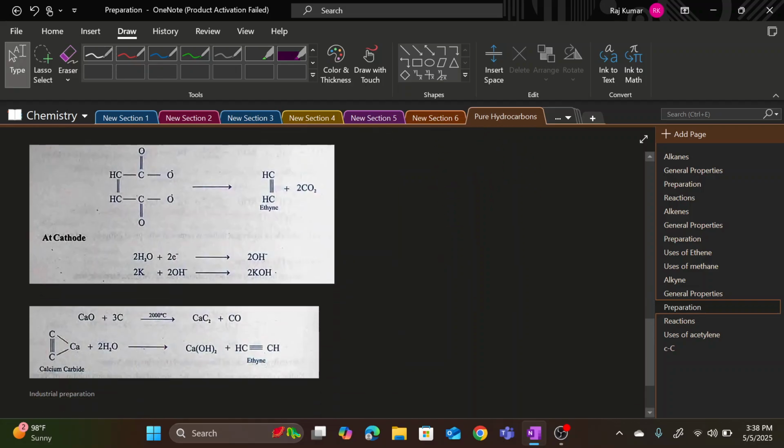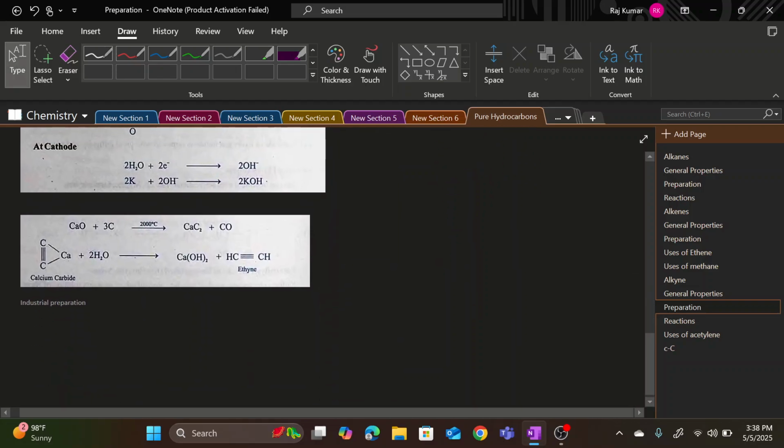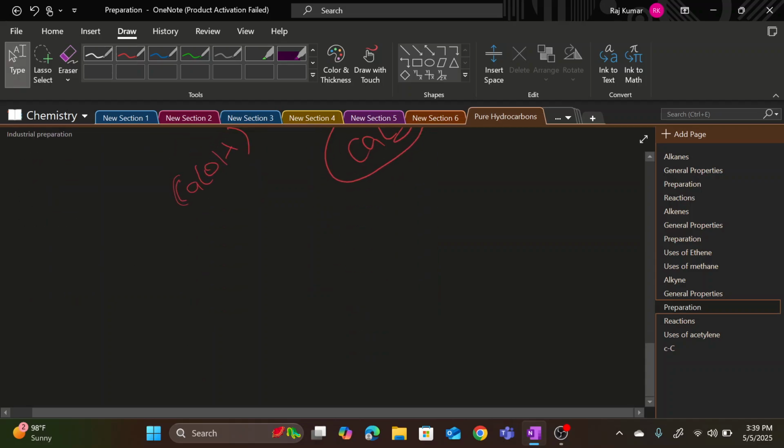Alright. Another industrial method which is very famously used is with the help of calcium carbide. Basically, we take quicklime and heat it up in an electric furnace at 2000 degrees centigrade with carbon black. So essentially that produces calcium carbide. Then when calcium carbide is dissolved in water, it produces ethyne and calcium hydroxide. It is used for the industrial preparation of ethyne. So that's again pretty important as well.